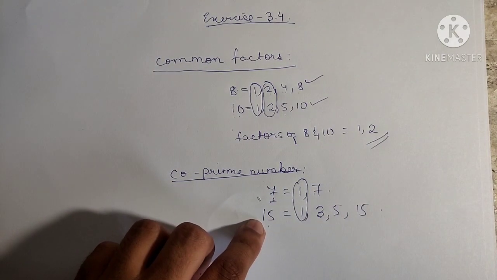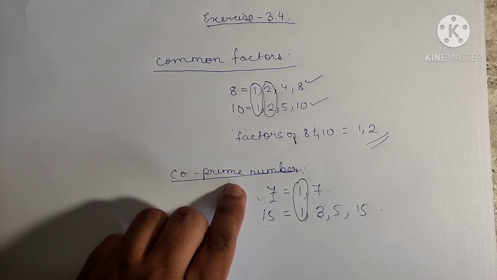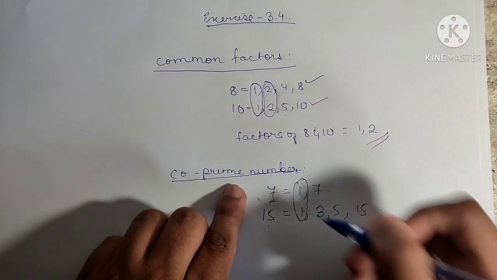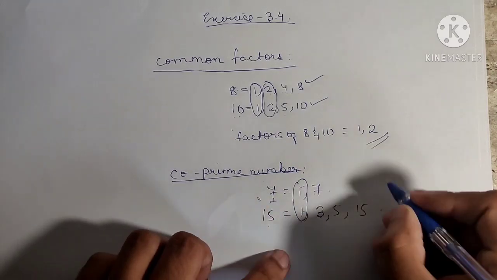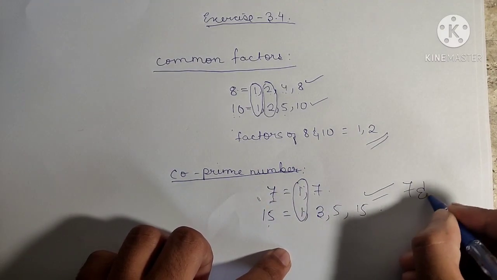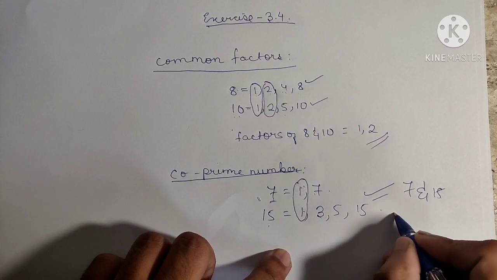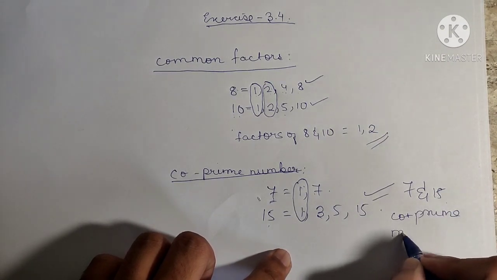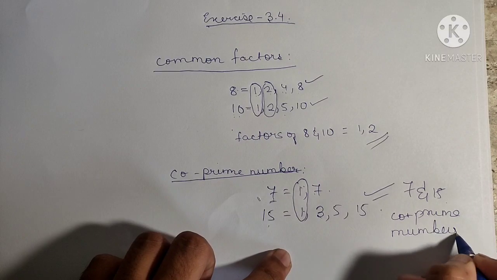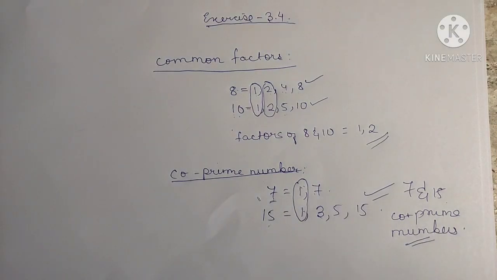So what I have told you is the definition of co-prime numbers: two numbers having only one as a common factor are called co-prime numbers. See, only one is the common factor between them. No other numbers are common factors. That is why 7 and 15 are co-prime numbers. So these two definitions are important for exercise 3.4.